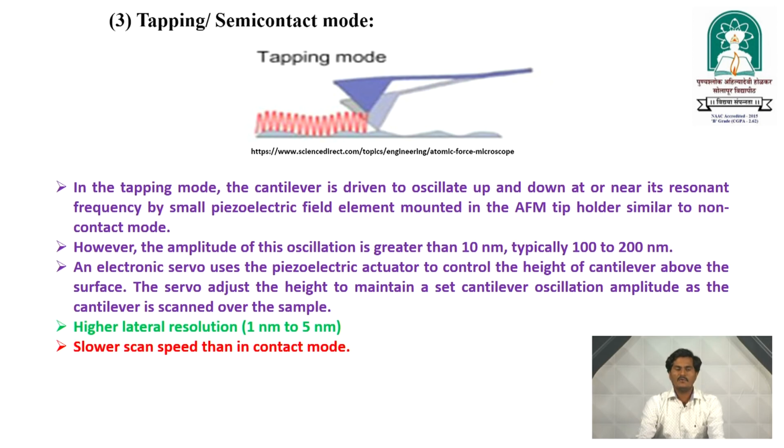In tapping mode AFM, there is a high lateral resolution, in the range of 1 nanometer to 5 nanometers, and this is the best advantage of the tapping mode AFM. There is also one disadvantage, and that is the slower scan speed as compared to the contact mode AFM.